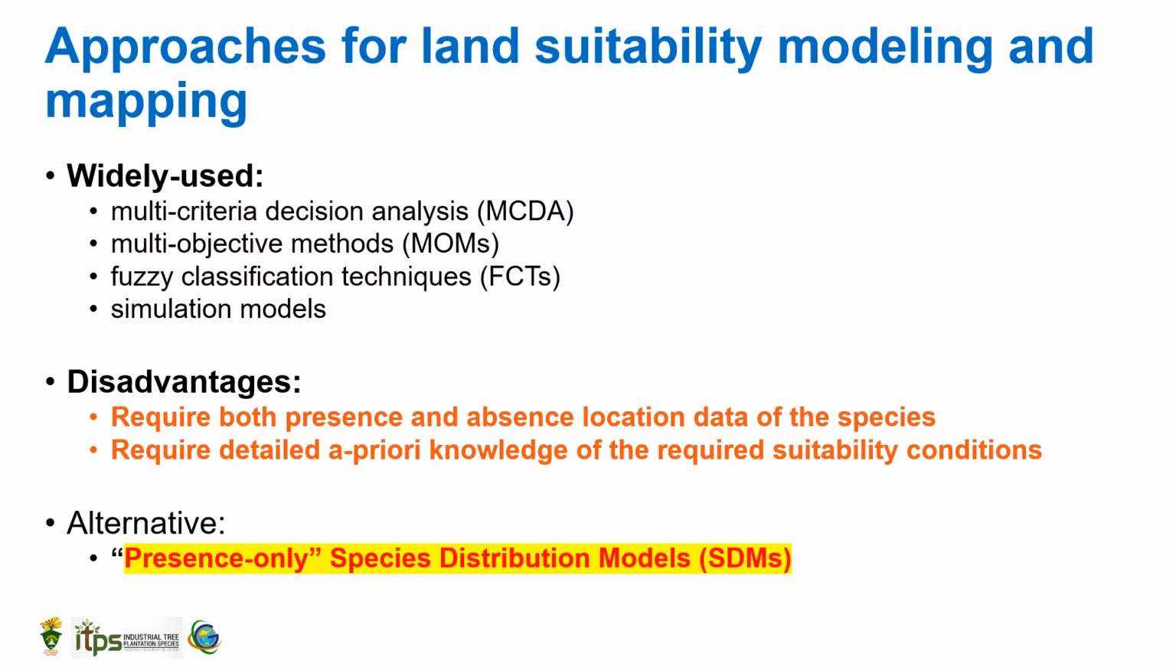Some of the widely used approaches for land suitability mapping are MCDAs, MOMs, FCT, and simulation models. While these approaches show great potential in measuring or predicting the suitability across the landscape, they are often difficult to implement as they require both the species presence and absence location data, as well as detailed a priori knowledge of the required suitability conditions. One alternative to these approaches is the use of so-called species distribution models or SDMs, which only make use of presence data.